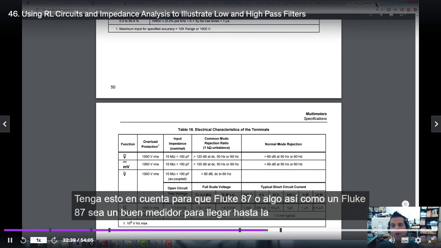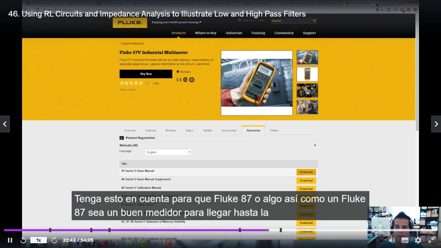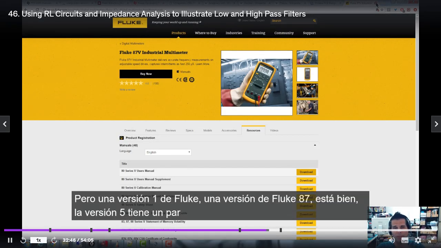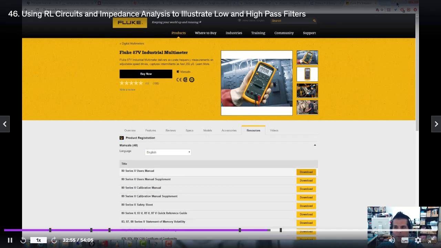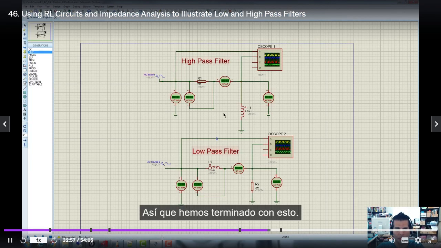So a Fluke 87, or something like a Fluke 87, is a good meter to get, all right? And they're up to version 5, but a Fluke 87 version 1 is just fine. The version 5 has got a couple more features, a little bit newer, but the Fluke 87 standard is good as well. Okay, all right, so we're done with this.